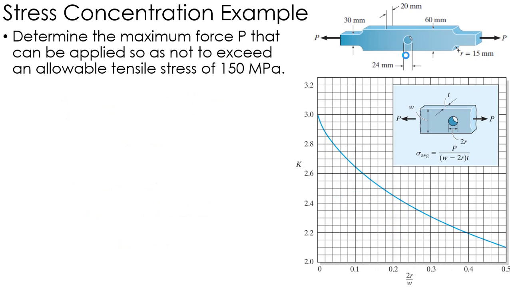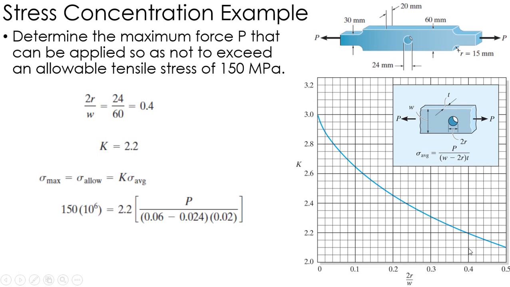So moving on to the hole, I have a different plot looking like this. For this, I need to look up 2R over W, where my radius is 12, so 2R, my diameter, is 24. W is 60, that's the width where the hole is. Okay, so I get that to be 0.4, which is right here, which approximately equals a K of 2.2.